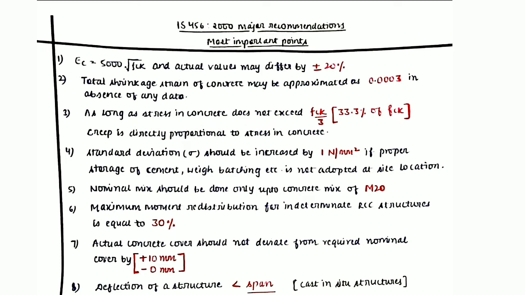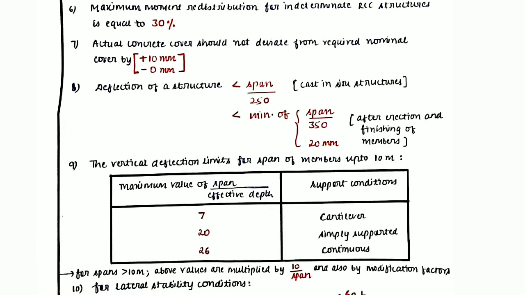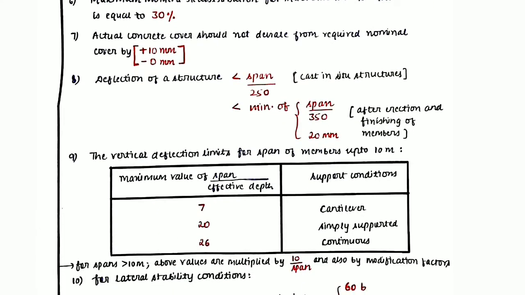The next point says that the actual concrete cover should not deviate from required nominal cover by plus 10 mm and minus 0 mm. That means the actual cover should not be decreased in any case. It should be minus 0 mm. That means it cannot be decreased at any cost, but you can increase it to maximum by 10 millimeters.